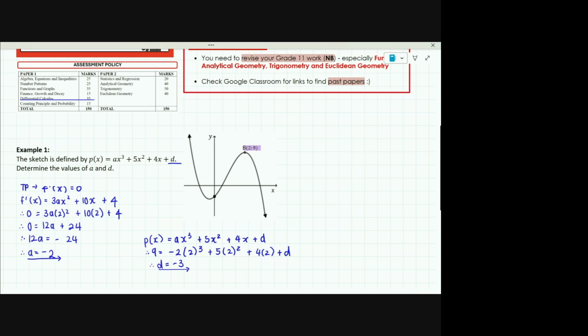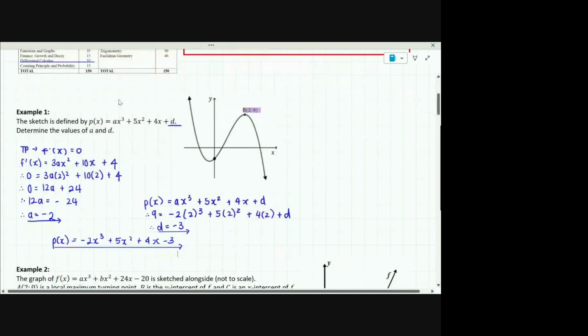If you needed to, or if you were asked to give your function's equation, that's easy enough for us to do. Negative 2x cubed plus 5x squared plus 4x minus 3. And so now we know the equation of p of x. Right, so when it comes to turning points, just bear in mind that first derivative equal to 0 is very important because of the fact that you've been given a turning point.